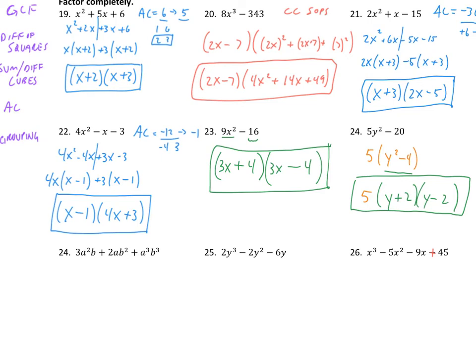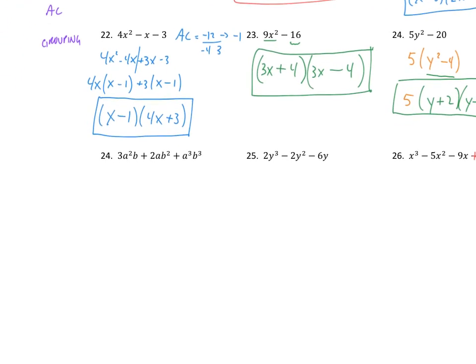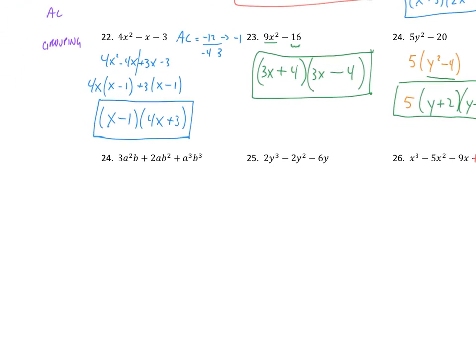Not too bad. Like those differences of squares problems, they're fast. 24. Let's see. We've got 3 terms. Looks like I got a lot of stuff in common though. So let's see what we can take out. As far as numbers go, 3, 2, and 1 don't have anything in common as far as the coefficients go. But I do have some A's.